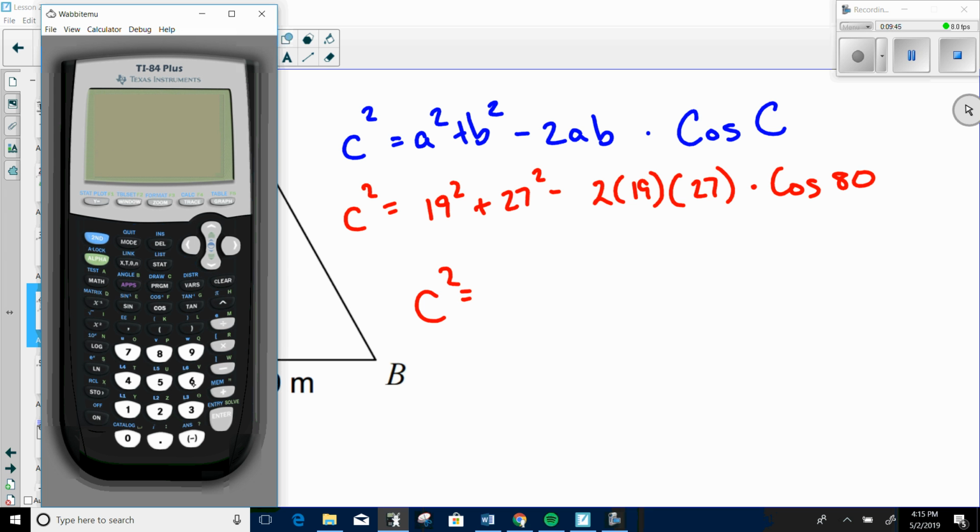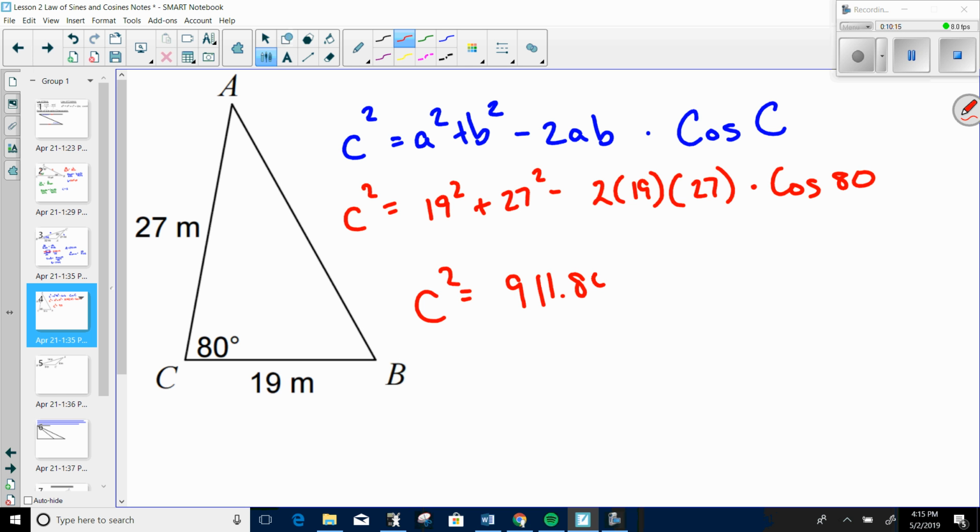So I'm going to clear out what's there. I'm going to do 19 squared plus 27 squared minus 2 times 19 times 27 cosine of 80. And I get 911.84. Now, that's C squared.